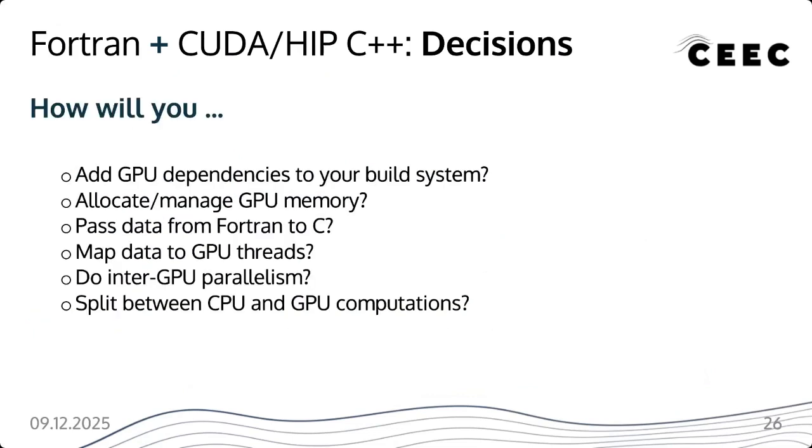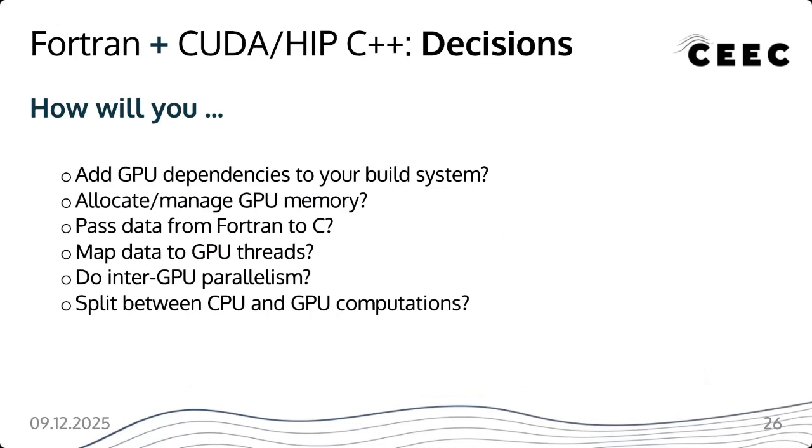Some more design-oriented decisions that you need to make, things like how does the GPU dependencies fit into your build system? How are you going to handle memory, right? And this is honestly a really, really big issue because you have that Fortran to C interface now. You have the language barrier and the device barrier. And how are you going to manage that? Where are you going to allocate memory? Where are you going to store the pointers to device memory? Things like this.